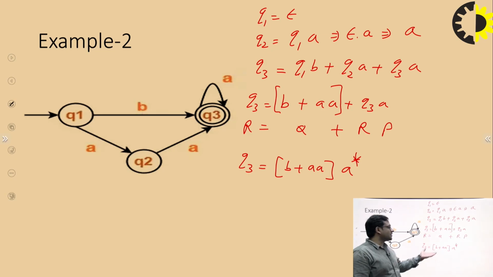Okay. So this is the final answer. If I solve this, you can see Q3 is equal to B plus double A. So initially either B or double A, and after that, any number of A here. So you can see the matching is here.